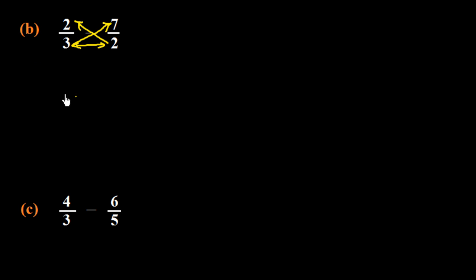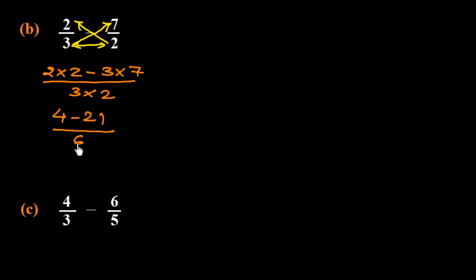So we get here, we do 2 into 2 minus 3 into 7 over 3 into 2. Remember that there is a negative sign in between, so we always have to put the negative sign. So it is 4 minus 21 over 6. So here you see 4 minus 21 which is minus 17 over 6.